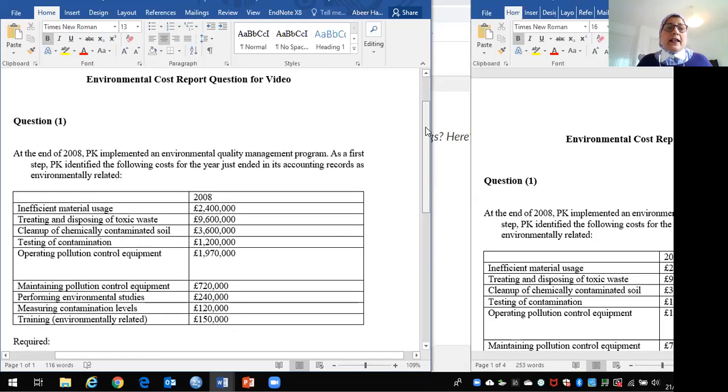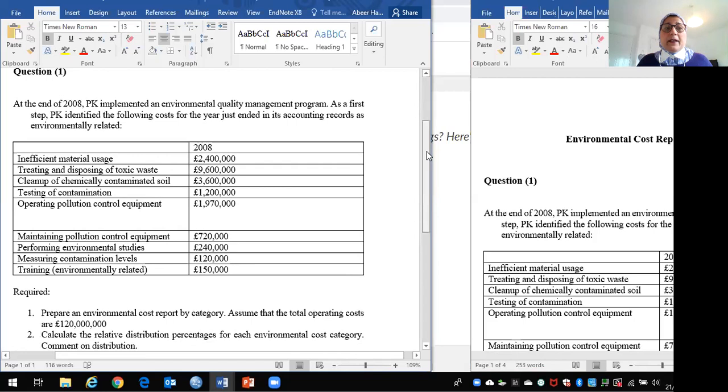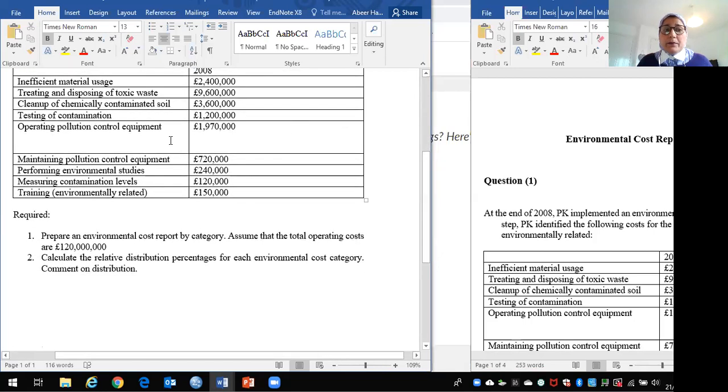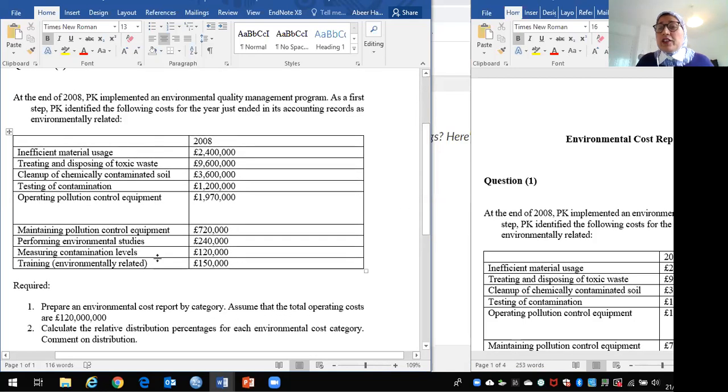So here, at the end of 2008, BK company implemented a quality improvement, environmental quality management program. At the first step, this particular BK identified the following costs for the year ended in the accounting record as follows. Again, a number of items, and you have to classify them into prevention, detection, internal and external failure.